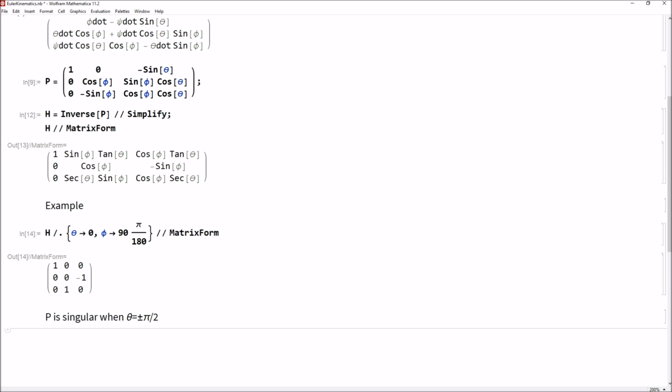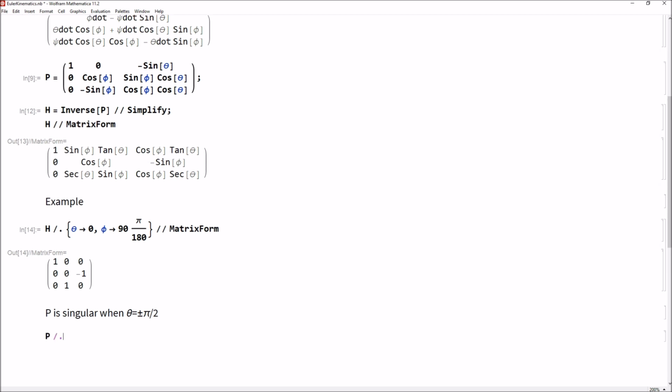To look at that, you could basically see that P is actually singular. So P when theta is, let's just look at pi over 2, how about? And who cares what phi is?